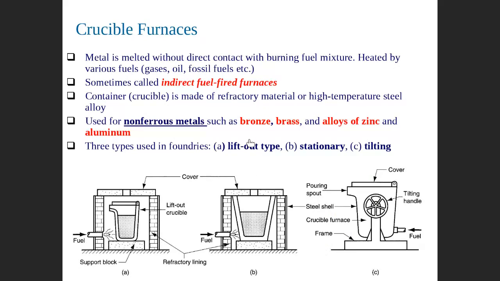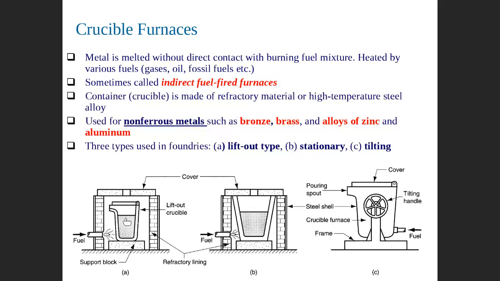Next is another type of furnace also used in industry, which is the crucible furnace. Sometimes we call it the indirect fuel furnace. Why indirect? Because there is no direct contact between fire and metal or liquid. You can see there is a pot here. We are using a pot here, and the liquid will be inside and the fire will be outside.